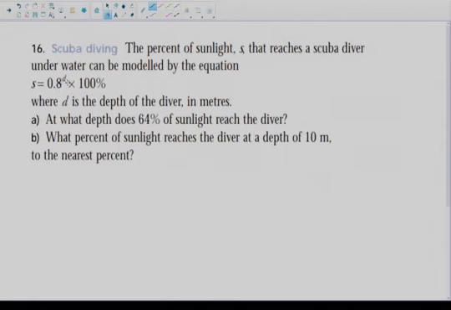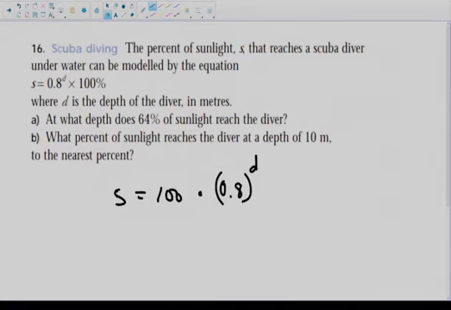So 0.8 to the D times 100%. Now, I actually don't like how that's written, however, because your 100% should be your A0, and this should be second, in my opinion, okay? So I would have written it like that. And I'm going to get rid of the percentage signs just so it doesn't mess us up, okay? We're just using 100 as our starting amount here, all right? At what depth does 64% of the sunlight reach the diver?